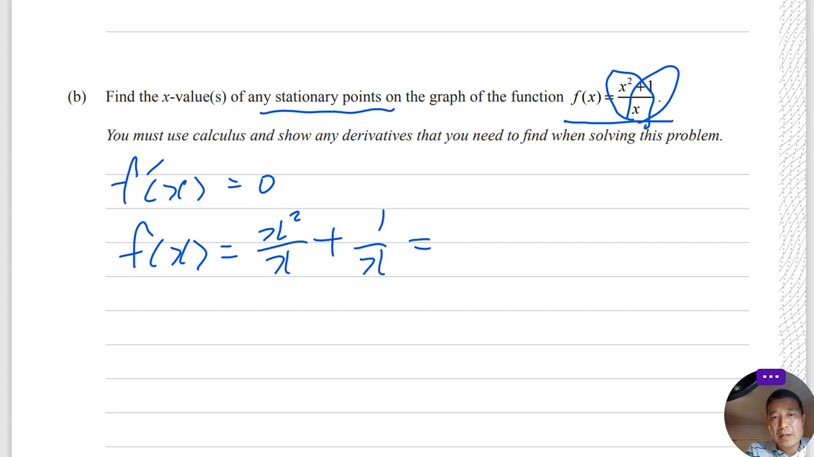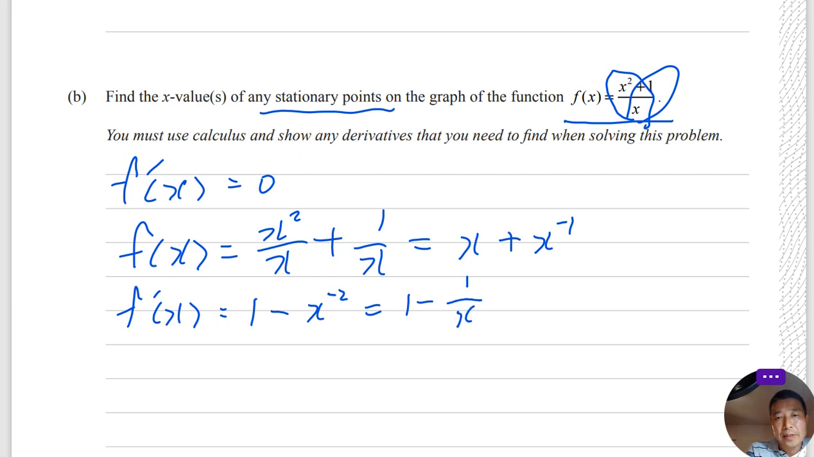So the first one becomes x, right? x squared over x is just x, plus 1 over x. Instead of 1 over x, x to the power of -1 is better to differentiate. So then we just use power rule to differentiate, much easier than the quotient rule, right? So f prime x equals 1. When you differentiate x it becomes 1, right? And that becomes negative x to the power of -2, right? Much easier, right? Of course, you will get the same answer when you use the quotient rule. It's just harder than this way.